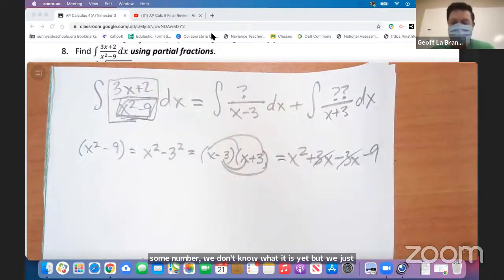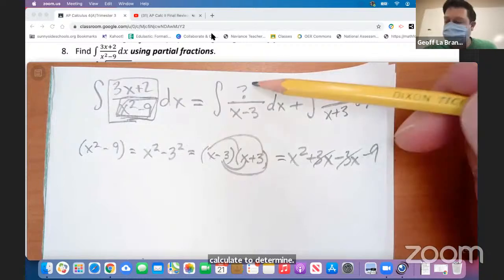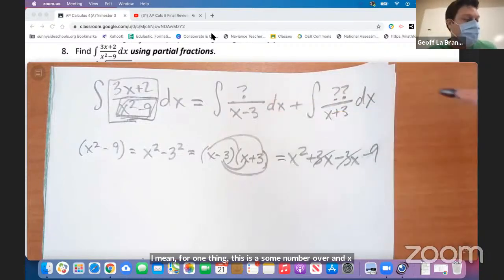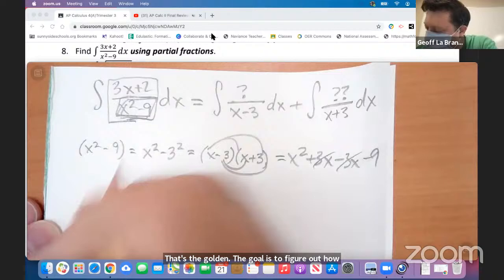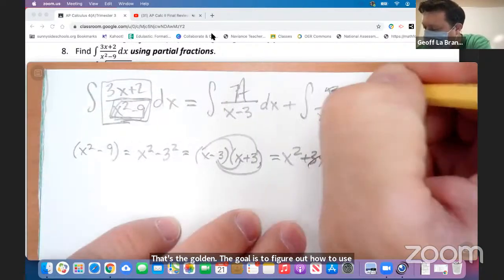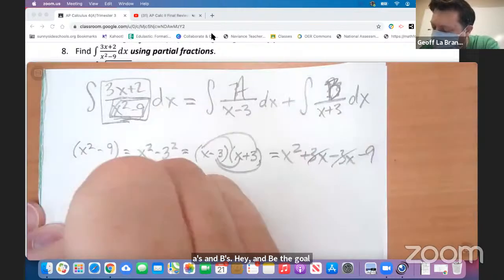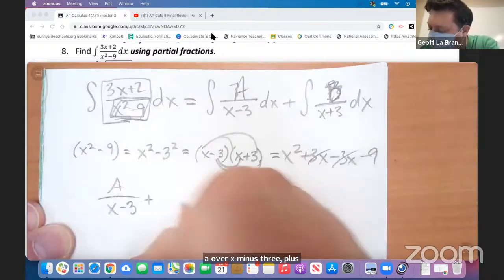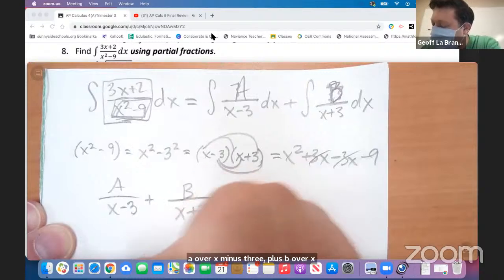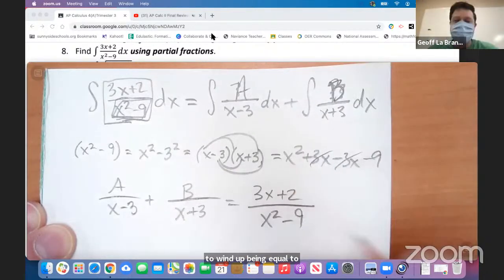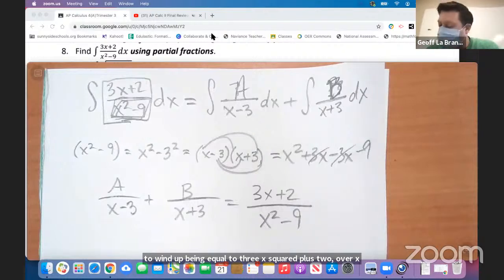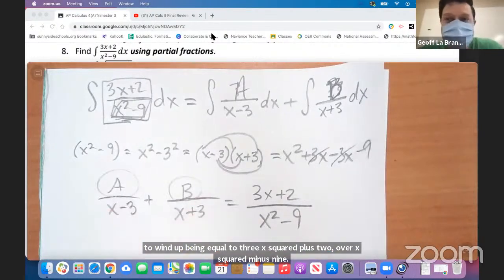We don't know what it is yet, but if we could figure that out, that'd be a super easy integral to calculate. For one thing, this is some number over an x, so you're probably talking a natural log. Remember, the antiderivative of 1 over x is the natural log of the absolute value of x. That's the goal then. I'm going to use A and B. The goal is to figure out how A over x minus 3 plus B over x plus 3 is going to wind up being equal to 3x squared plus 2 over x squared minus 9. If we can figure out what A is and what B is, then this partial fractions problem is done.